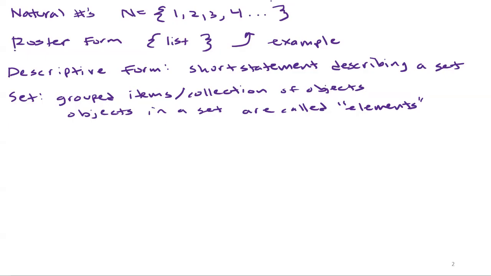So when it asks for the roster form, it's asking for a list, and you would basically list it like this as I have demonstrated here. Okay. If it's a descriptive form, then that means a short statement describing a set. What is a set? Well, it's a group of items or collection of objects. Objects in a set are called elements.